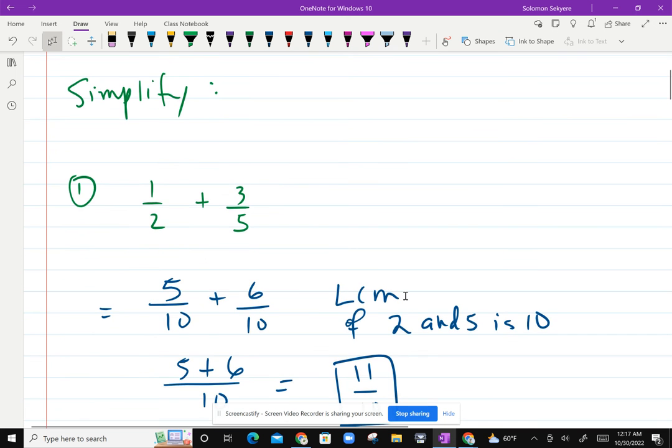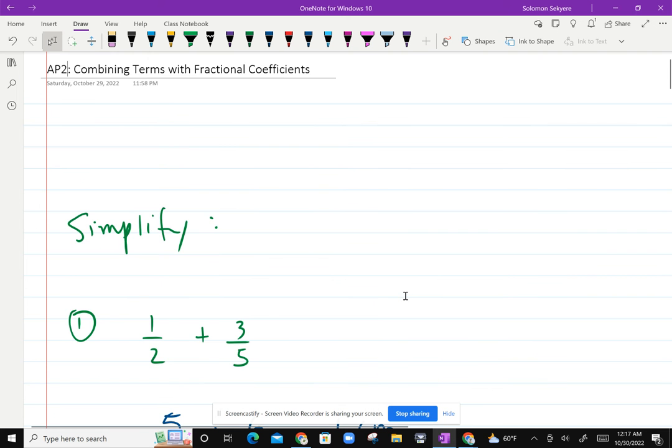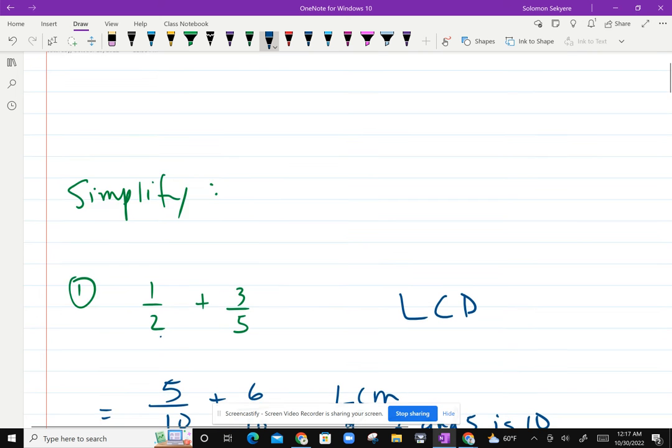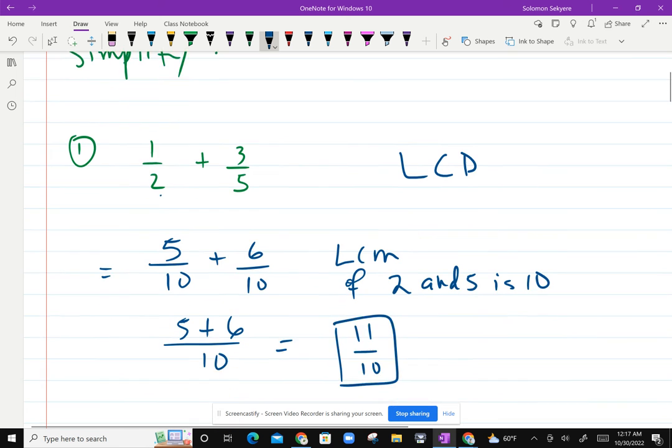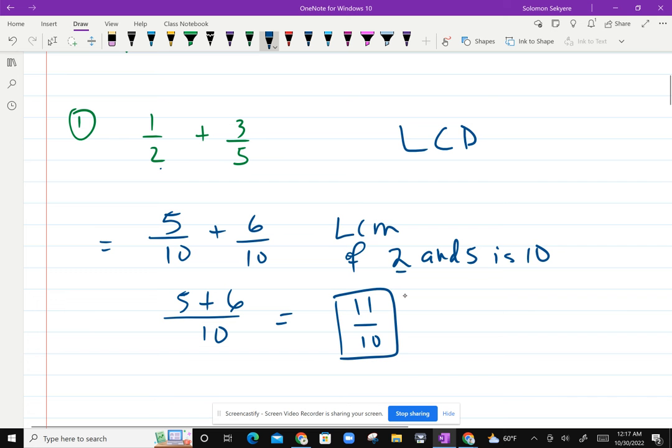What you do is use the LCM of the denominators, which is called the least common denominator, to form a common denominator. The LCM of 2 and 5 is 10. So I'm going to change this one to 10 by multiplying by 5, and I have to do the same thing for the numerator. So 1 over 2 is 5 over 10, and 3 over 5 is 6 over 10, right? Because I multiply this by 5, that by 2.